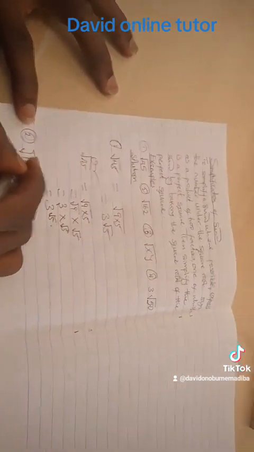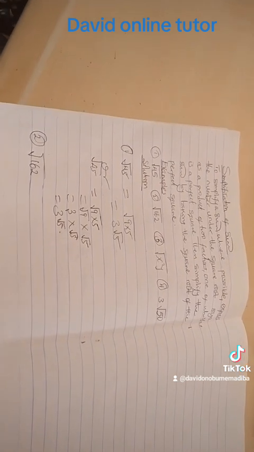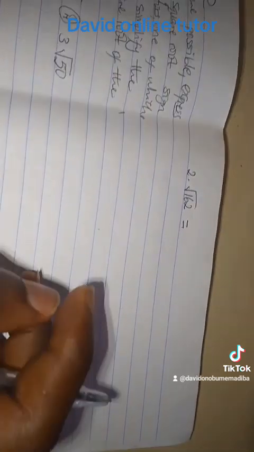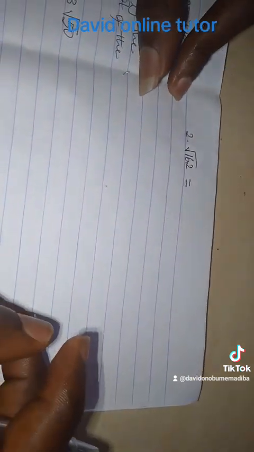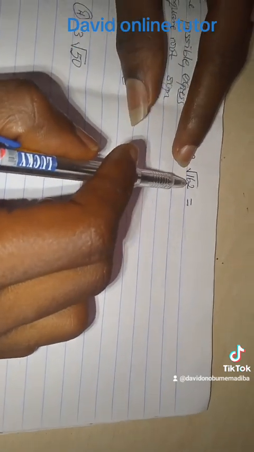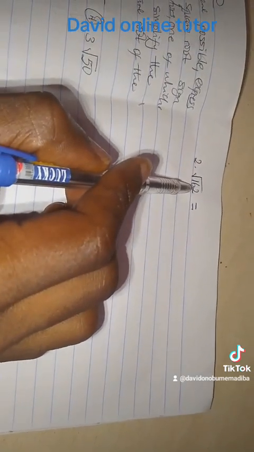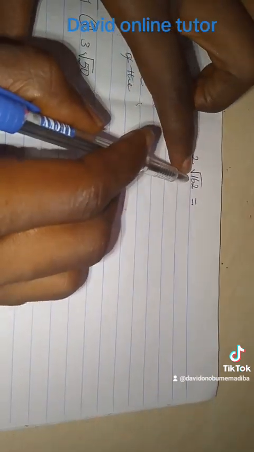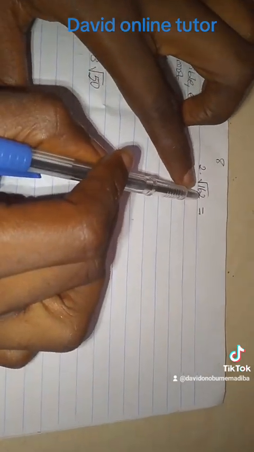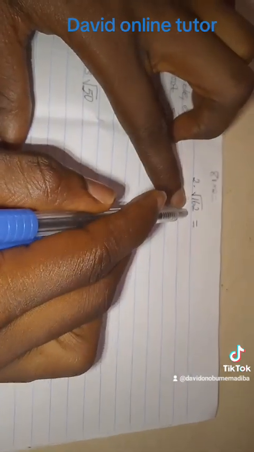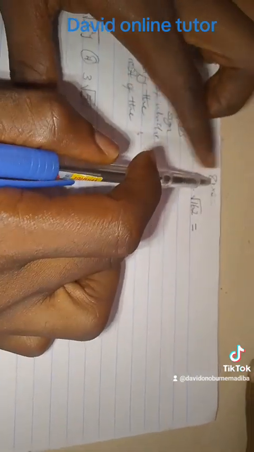Question number 2 is surd 162. Alright, we have another wonderful example, which is surd 162. Where you have surd 162, try to get the factors of 162. Now, the least factor of 162 is 2. Alright, if we divide 16 by 2, we have what? 8. Okay, and if you divide 2 by 2, you have what? 1. That means 81 times 2 is equal to 162. Are we together?